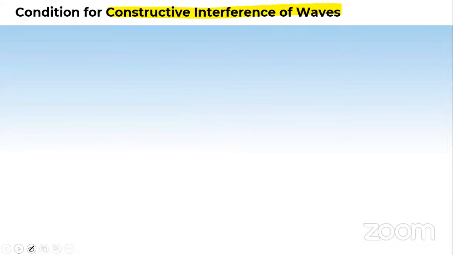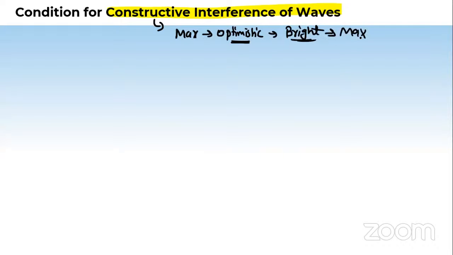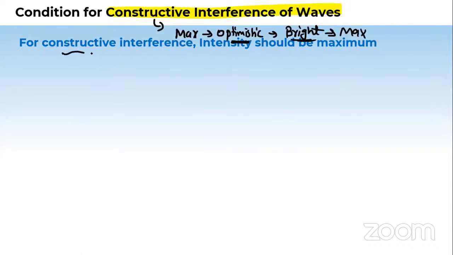Now let us use this equation to find the condition of constructive interference. I told you in the previous class, when I say constructive, remember, constructive means maximum. Be optimistic, be positive. We have to take out the output as maximum, or you can say the brightness will be there, or the bright bands will appear on the screen. Intensity will be maximum. So all these terms are connected with constructive interference. Remember, for constructive interference, intensity should be maximum.